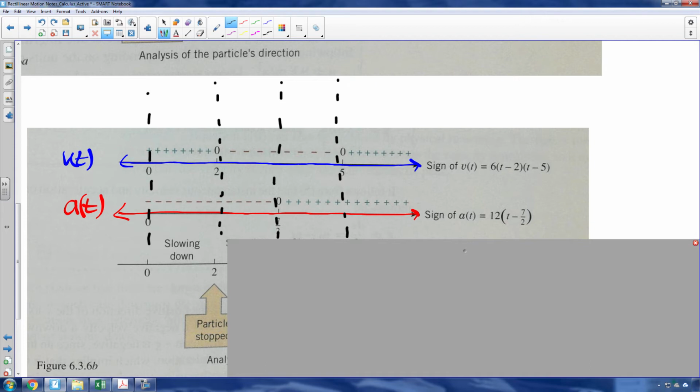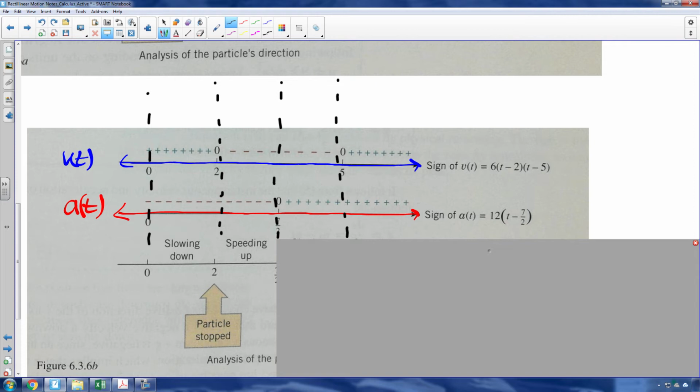From 0 to 2, the first interval, are the velocity and the acceleration working together or against each other? They are working against each other. Velocity is positive, acceleration is negative, so the particle is slowing down. Okay? Now the particle stopped. We talked about that earlier.